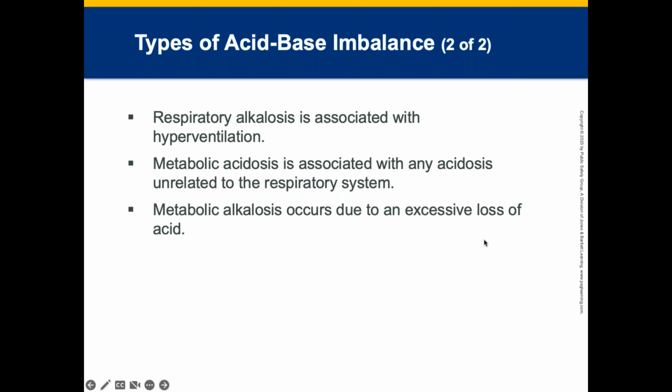Metabolic alkalosis occurs due to an excessive loss of acid, rarely an acute condition, but common among chronically ill patients. So we don't usually see a lot of metabolic alkalosis. Usually we see a metabolic acidosis, right? So patients that are in cardiac arrest, like I said, are going to be in metabolic and respiratory acidotic issues.